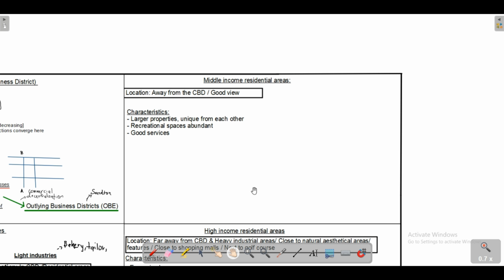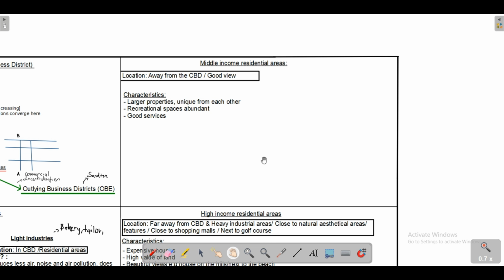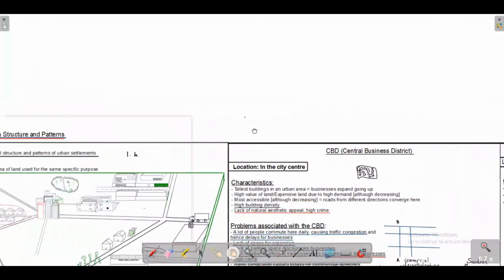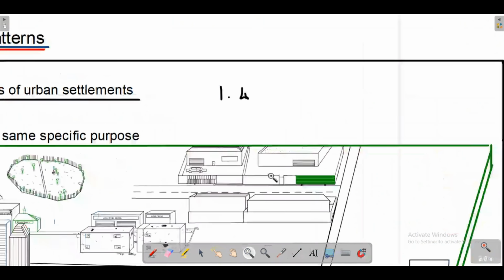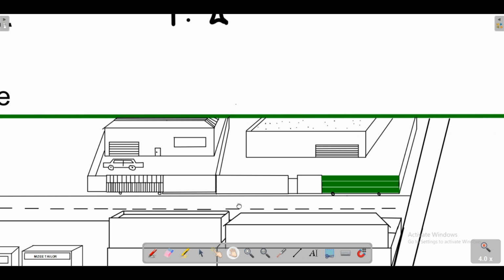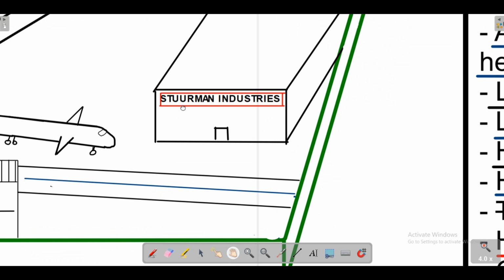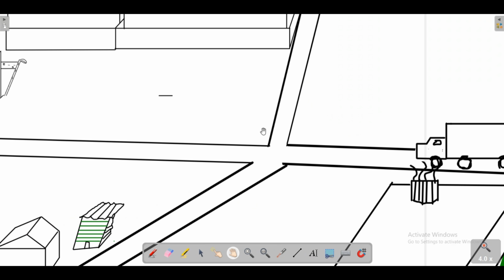That's how you identify these two, middle income and high income. They are always away from your industrial areas. Okay, so this is your middle income, guys. Let me just show you. Okay, so this is an example of your middle income. It's clean, away from your industries, away from the noise. I know that it seems close here, but yeah, I tried, guys.